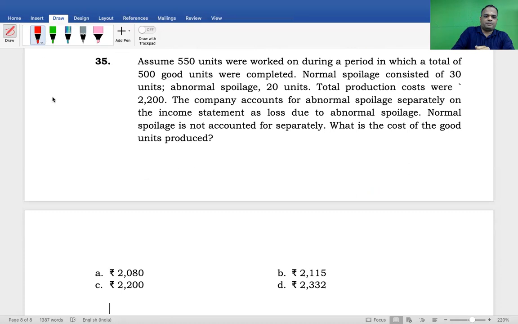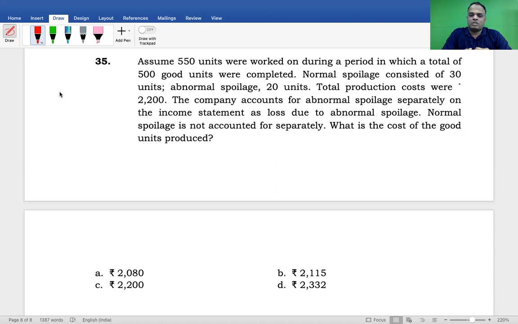Sum based question. Assume 550 units were worked on during the period in which a total of 500 units were completed. So input is 550, output is 500. Normal spoilage consists of 30 units, abnormal spoilage is 20. 500 plus 30 plus 20 is equal to 550. Tally. The total process cost was 2,200. The company accounts for abnormal spoilage separately on the income statement as loss due to abnormal spoilage. Normal spoilage is not accounted separately.